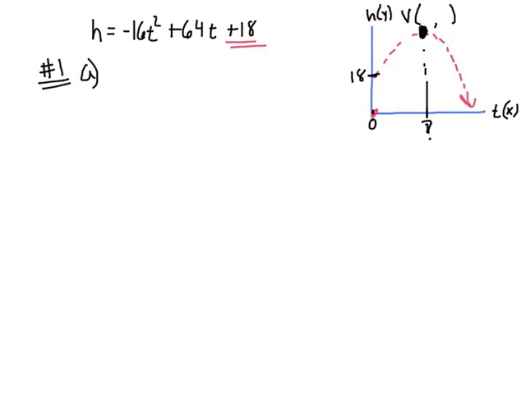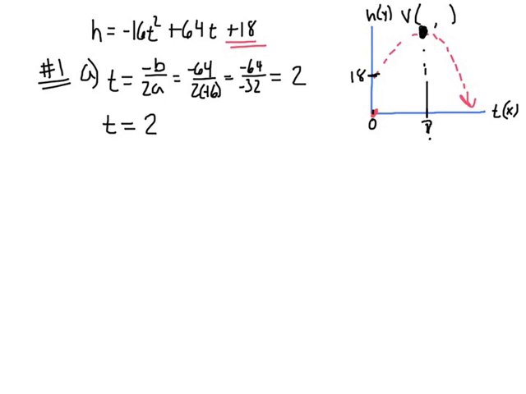Well, we learned how to find the x-coordinate for a parabola written in standard form. How do we do that? Exactly, negative b over 2a. Well, in this case, we're not dealing with x's, we're dealing with t's. So I'm going to write t equals negative b over 2a. So, plugging into that, we have negative 64 over 2 times negative 16. Well, that's negative 64 over negative 32, which is 2. So therefore, the ball is reaching its maximum height at 2 seconds.